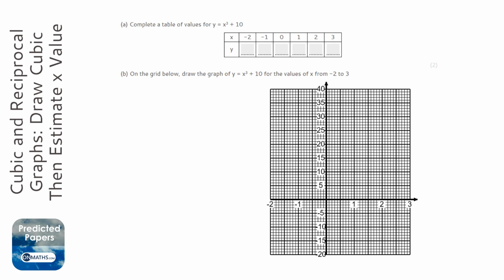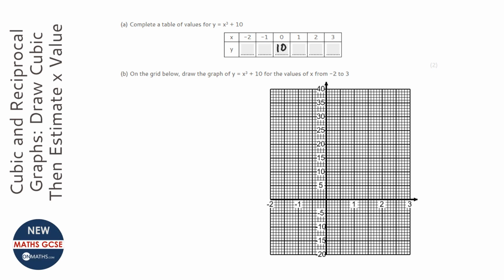So first thing we're going to do is fill out the table. And so when it's x cubed plus 10, I'm just going to cube the x and then add 10. So 0 cubed plus 10 is just 10. And I always start off with 0 because it's normally the easiest. Then I go for the positive numbers.